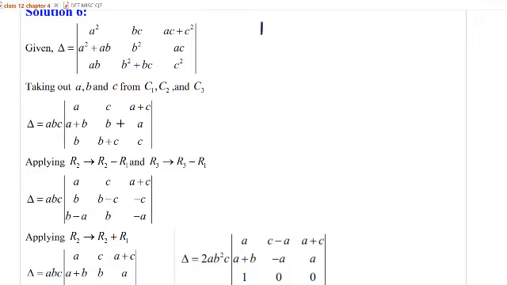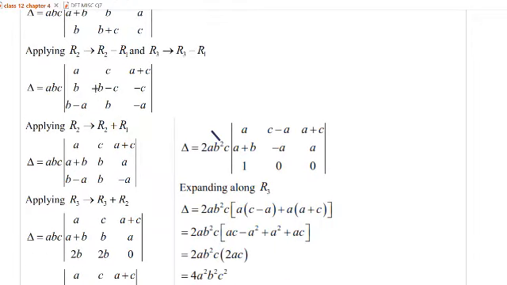Row 2 minus row 1. So if I subtract row 1 from row 2, what will I get? a plus b minus a will be b. b minus c I'll get, and a minus a plus c, that is minus c. Similarly, row 3 minus row 1. b minus a I'll get, b plus c minus c is b, and c minus a plus c is minus a. Okay.